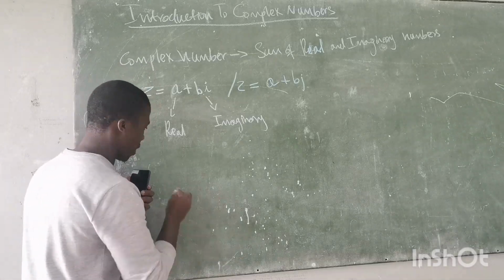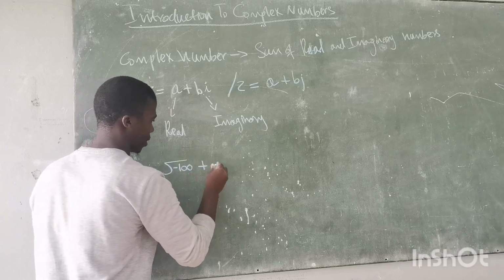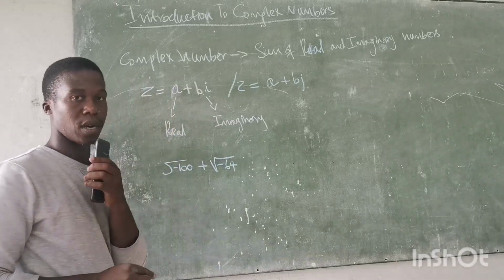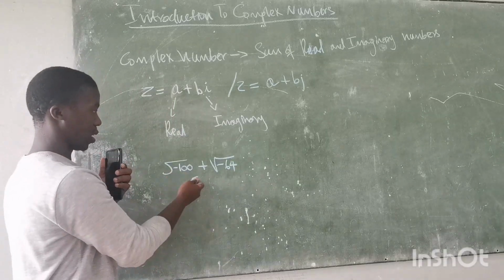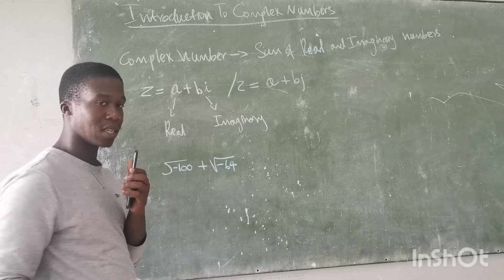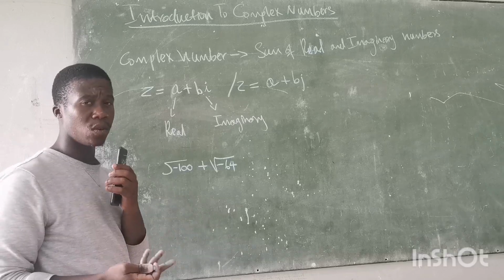So that means if I have root negative 100 plus root negative 64, I have root negative 100 plus root negative 64. So we want to say what the answer is. We know this is an imaginary number.